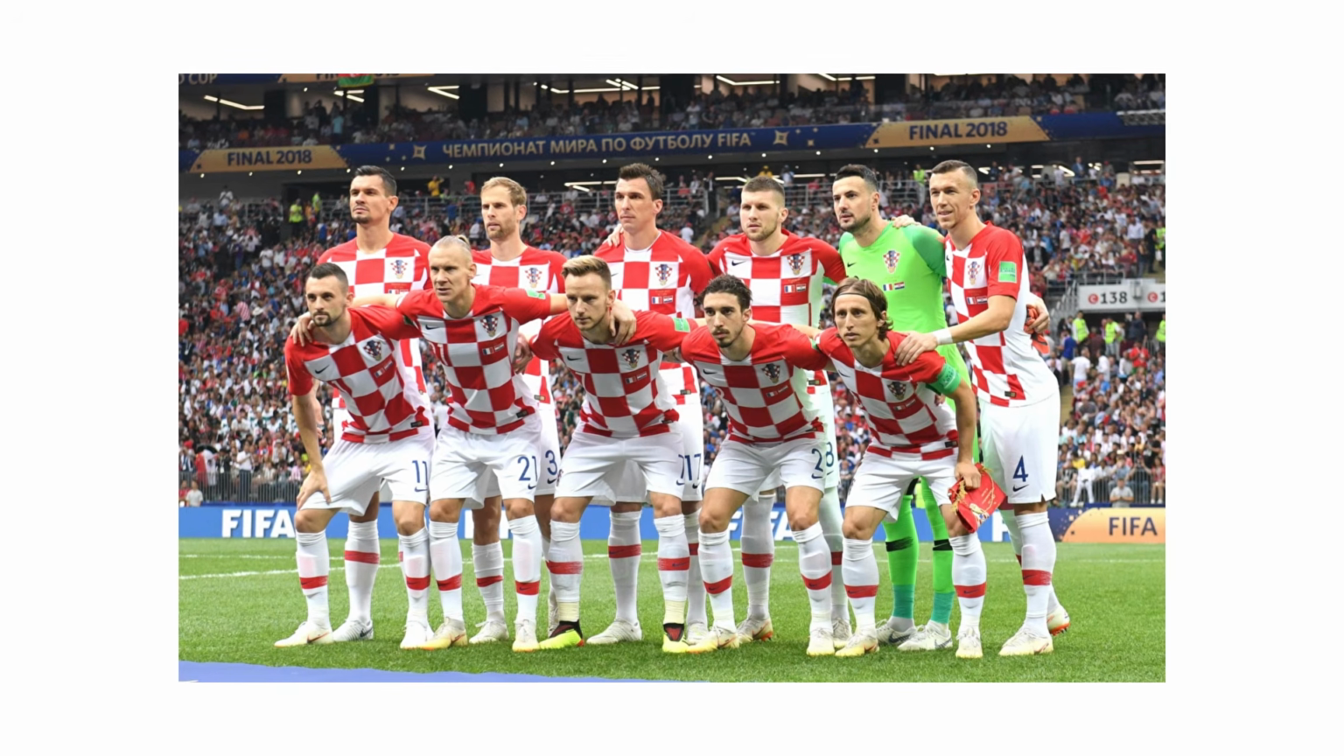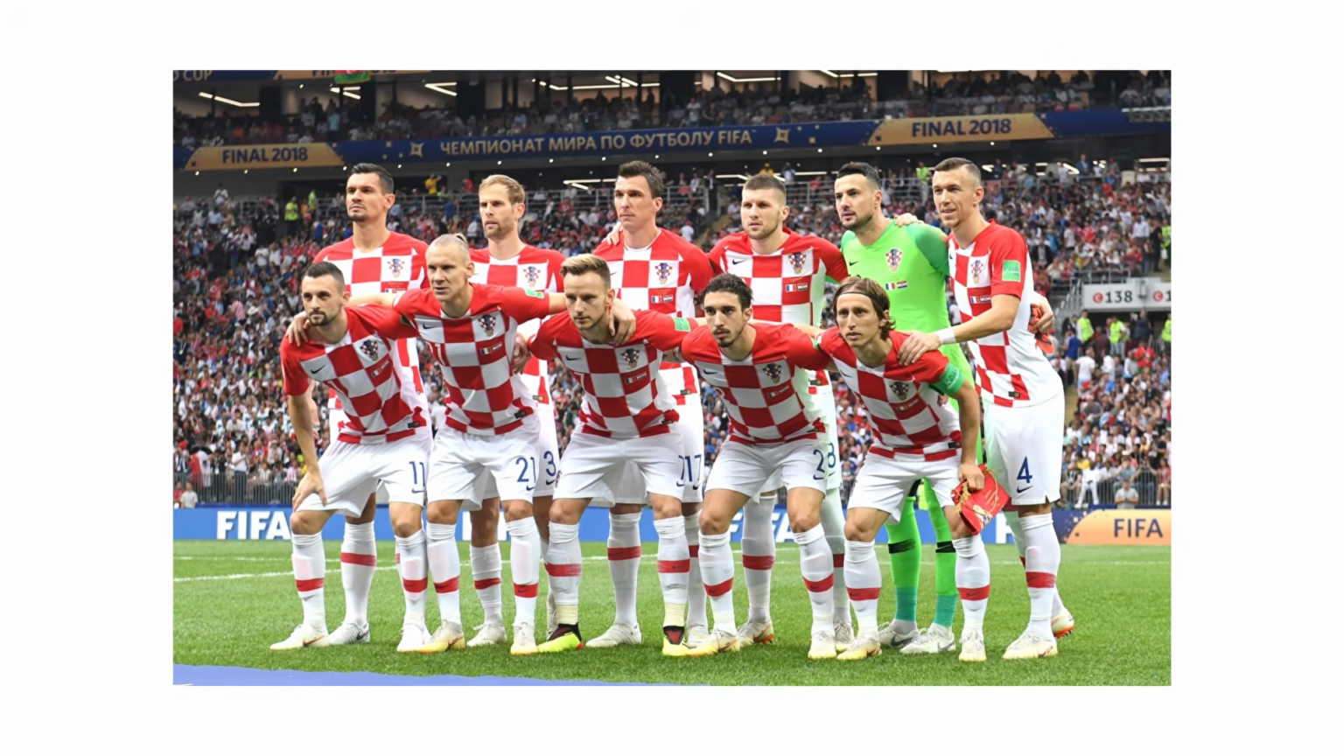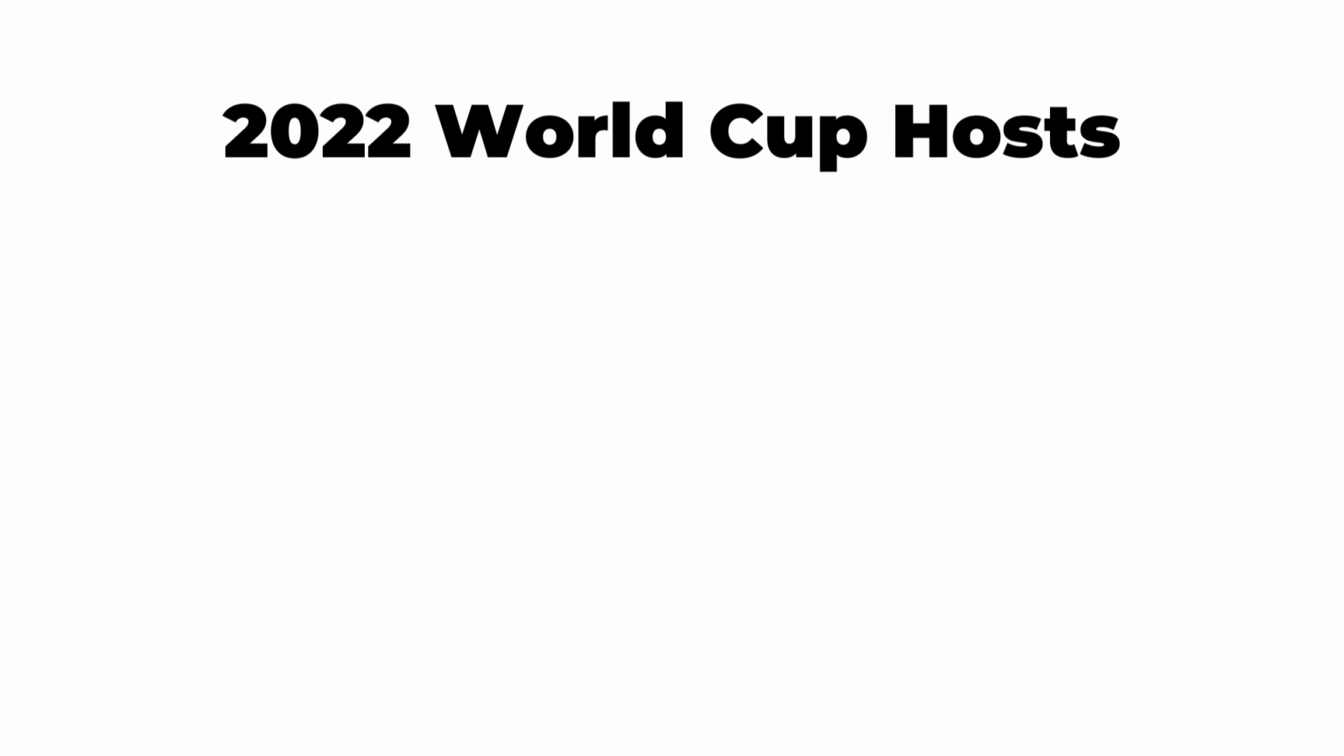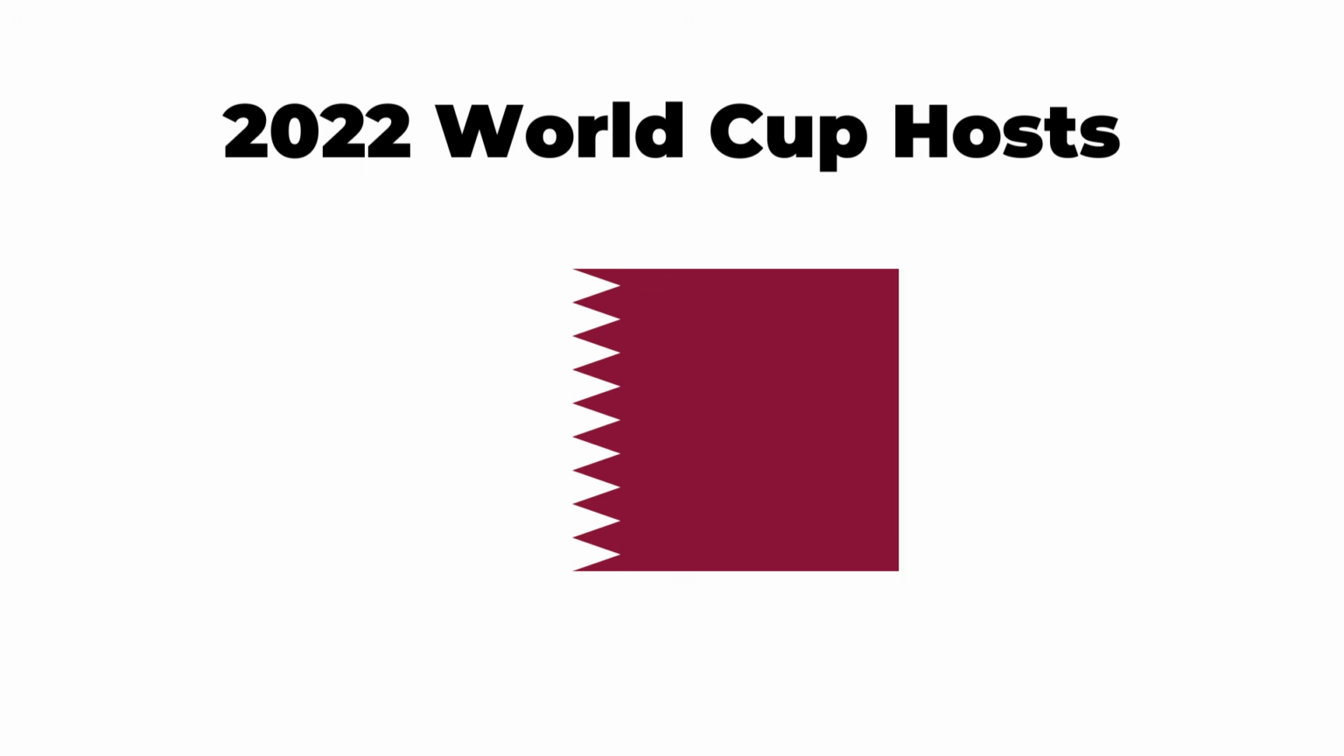Croatia also played their best football probably ever, and despite the loss, they can be proud of their performance. Spoiler: those two teams will not meet each other in the next World Cup, so let's go to 2022. We're now in the Middle East for the first time, and Qatar to be exact. We're having yet another controversial host at best.